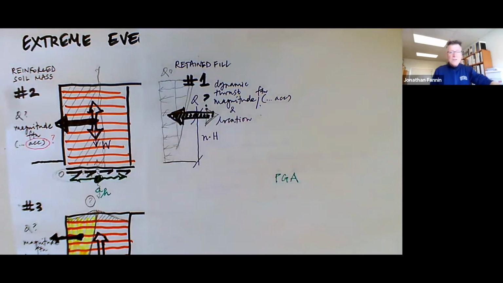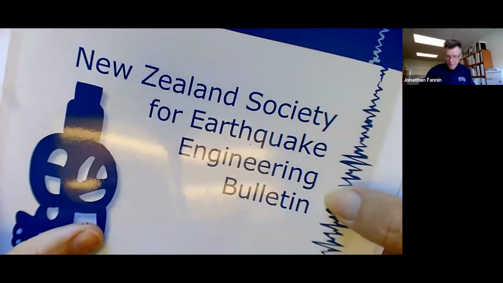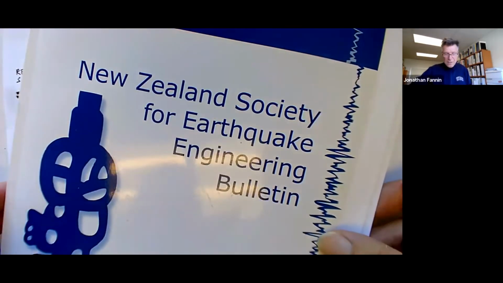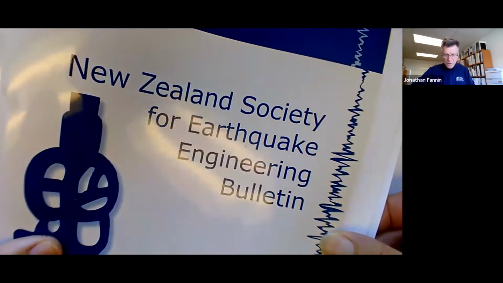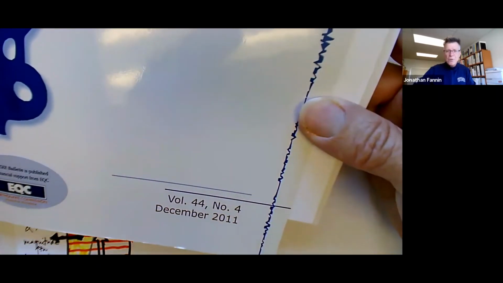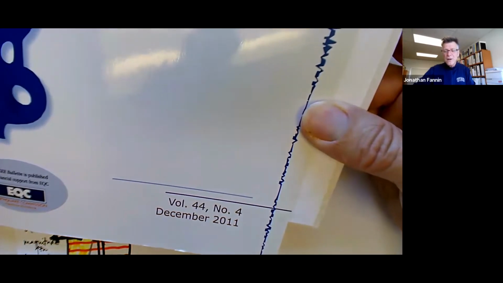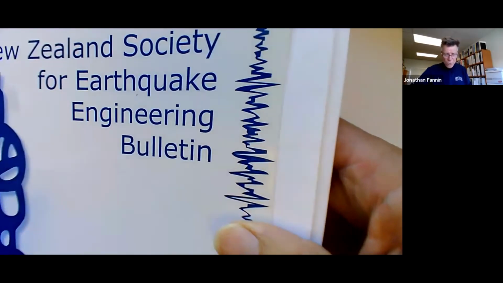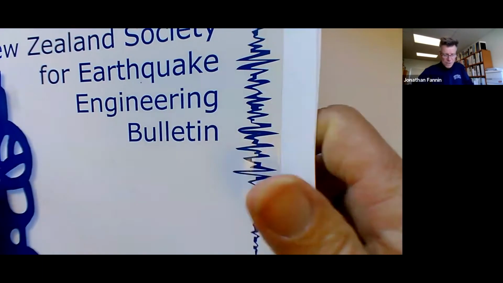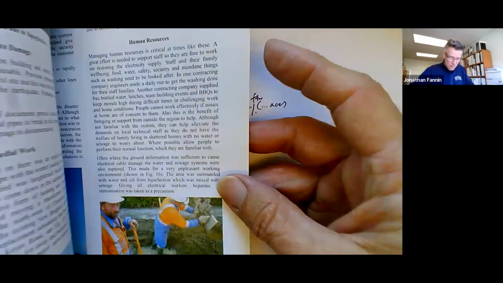Right? And these peak ground accelerations can be highly variable. Let me illustrate that by going to this document, the New Zealand Society for Earthquake Engineering Bulletin. They produced it in December 2011. Pretty impressive how they rushed it out. I mean, the amount of work must have been phenomenal. How many pages are in this?